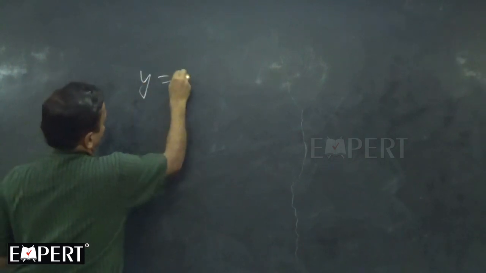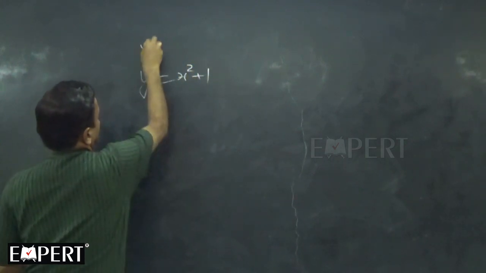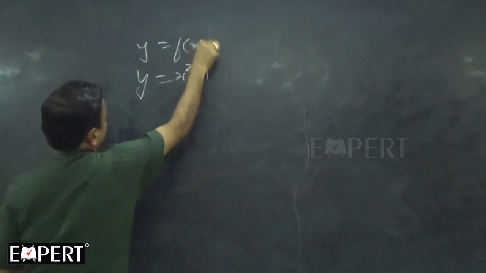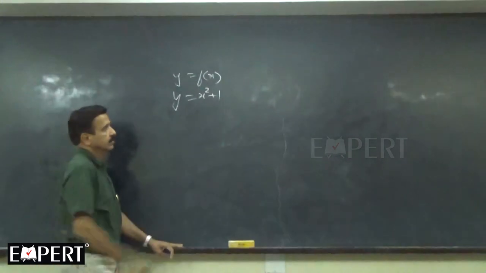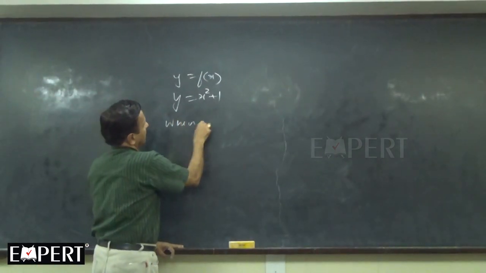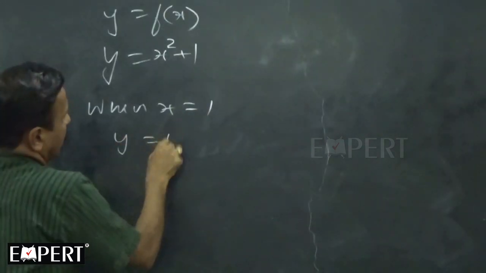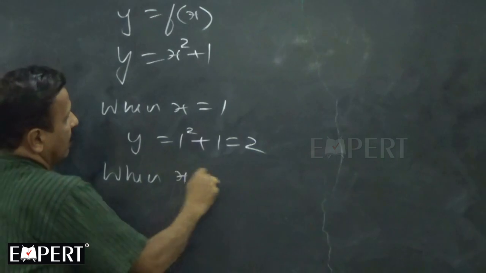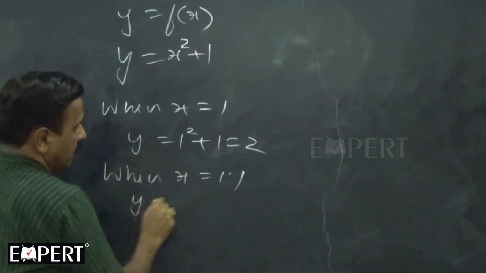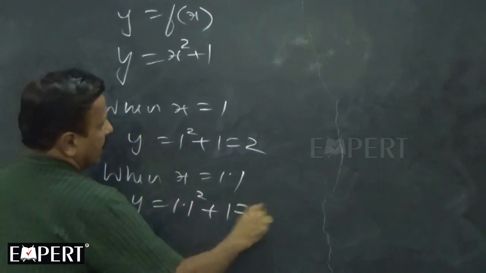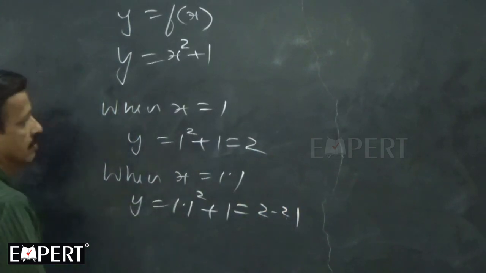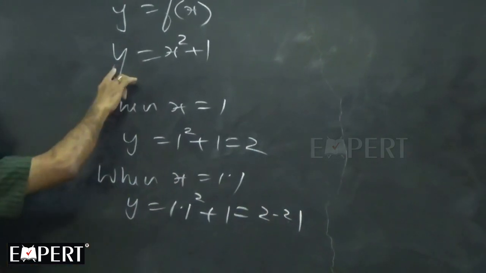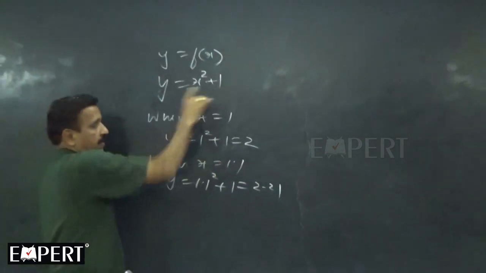Take y is equal to x square plus 1, for example, one example of y is equal to f of x. When x is equal to 1, y is equal to 1 square plus 1, that's equal to 2. When x is equal to 1.1, y is equal to 1.1 square plus 1, that's equal to 2.21. See, y is the dependent variable, x is the independent variable.